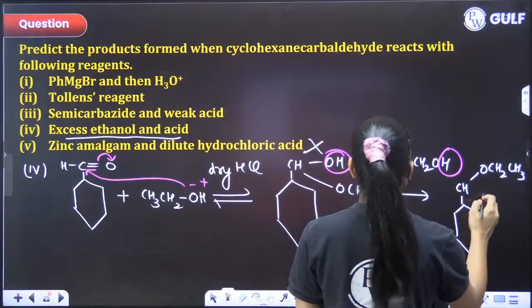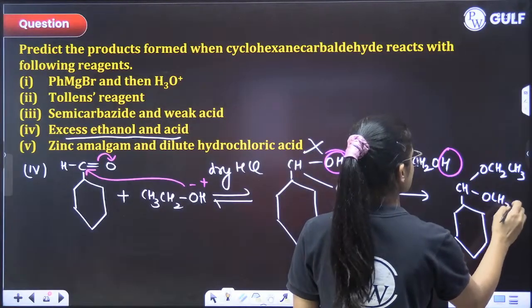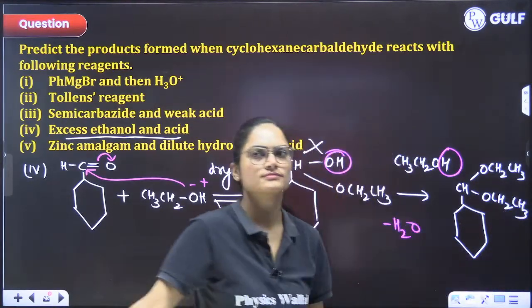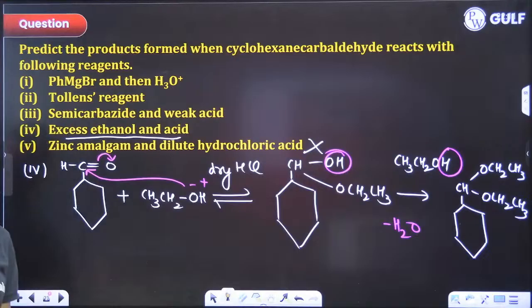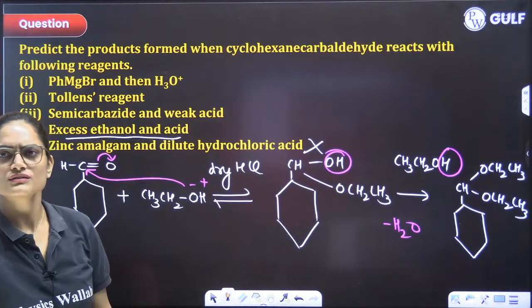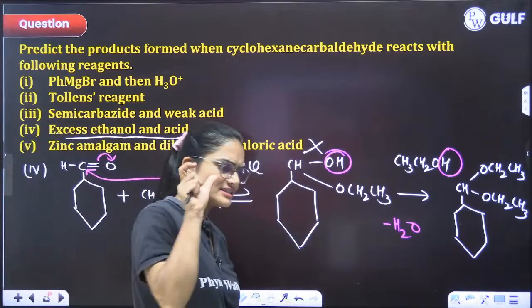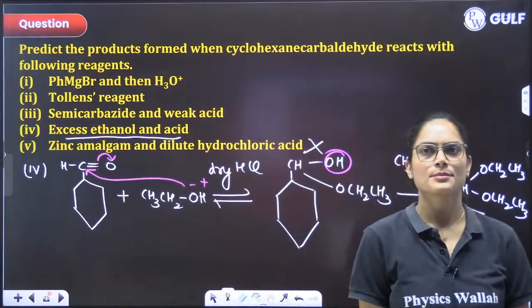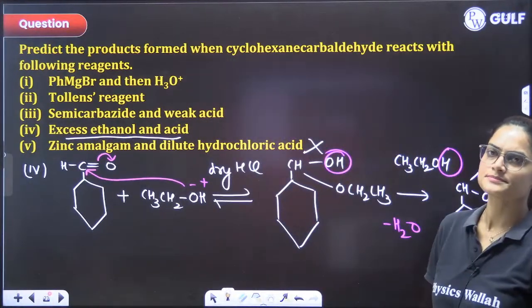Clear, all of you? Is this clear? Ma'am, names will be hemiacetal and acetal regardless of the number of carbon atoms? Yeah, just the name of that form. Okay.